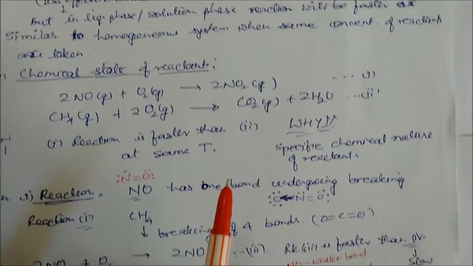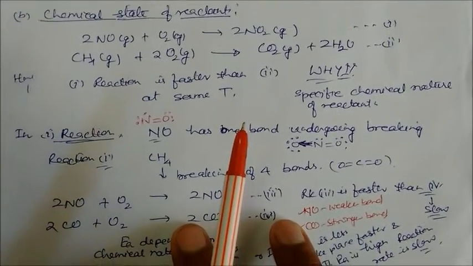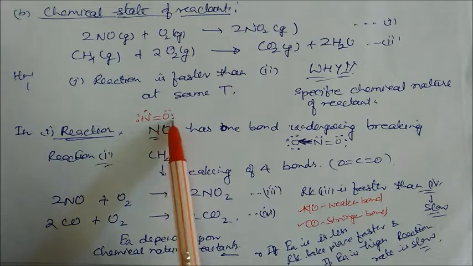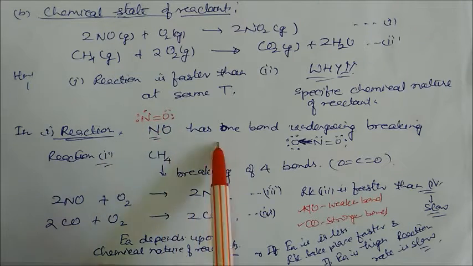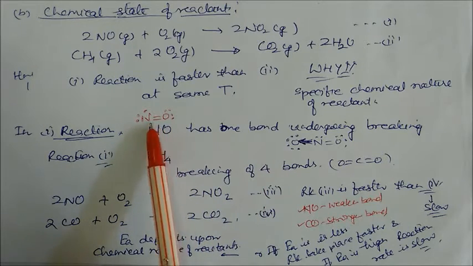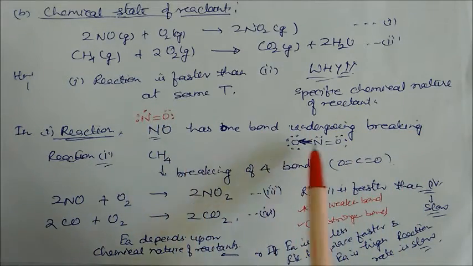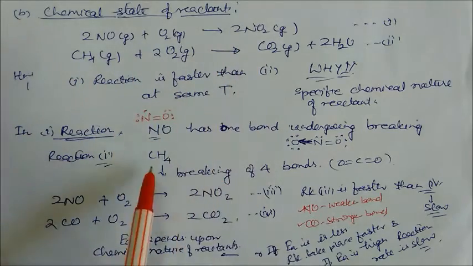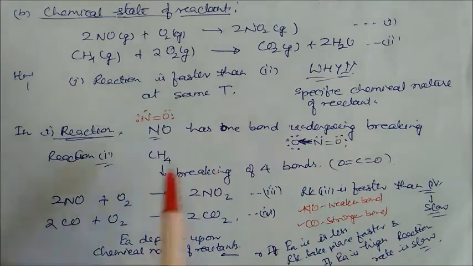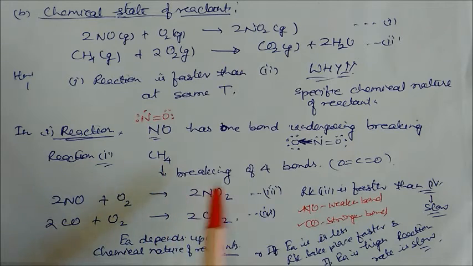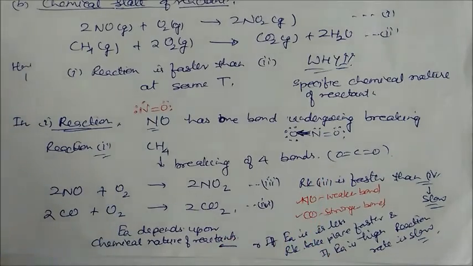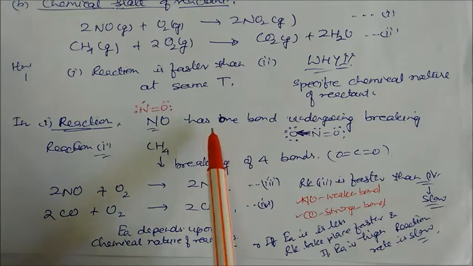If you see these reactions, it depends upon the specific nature of the reactant. What is the specific nature? NO consists of a double bond, and only one bond is undergoing reaction. So NO is converting into NO2, and only one bond is undergoing breaking. But in case of methane, what happens? All four bonds are being broken and converted into carbon dioxide. So here more energy is required, there less energy is required. In NO, one bond is breaking; here four bonds are breaking. So here more time is taken, there less time is taken.